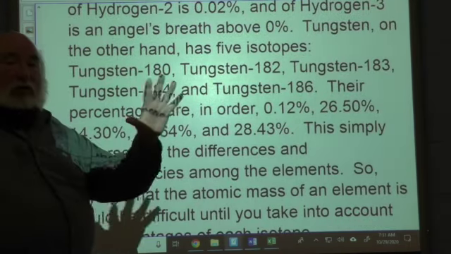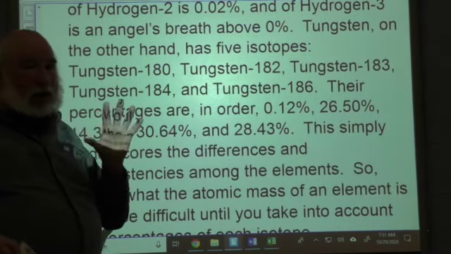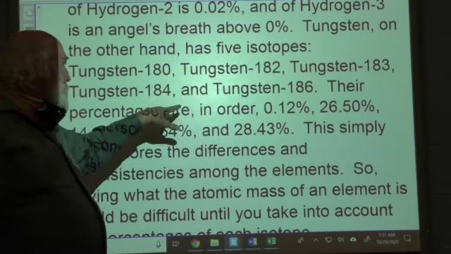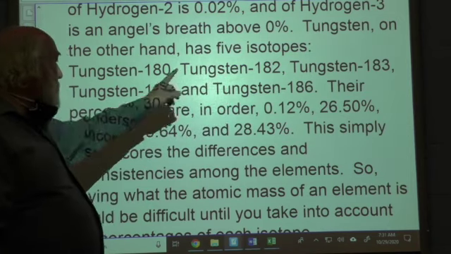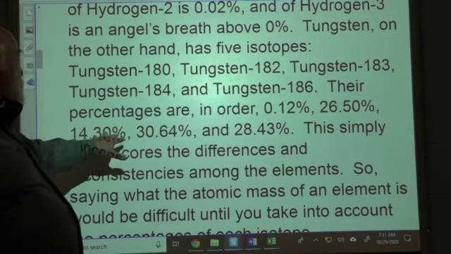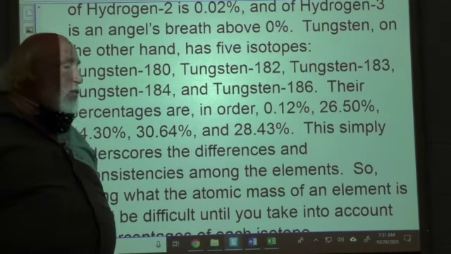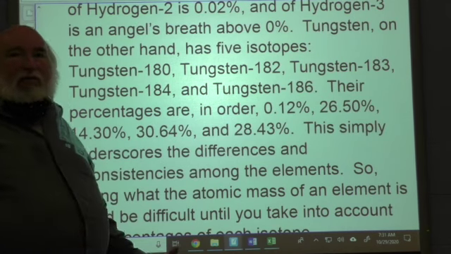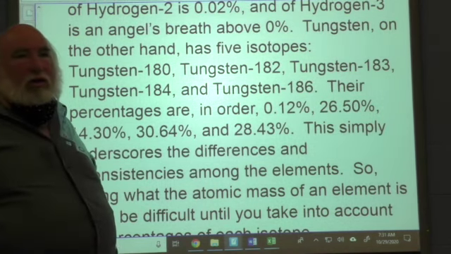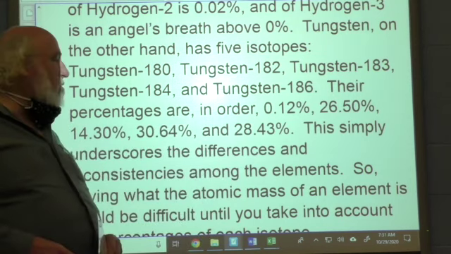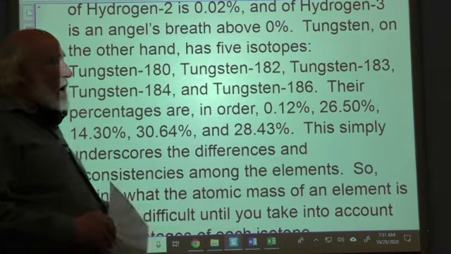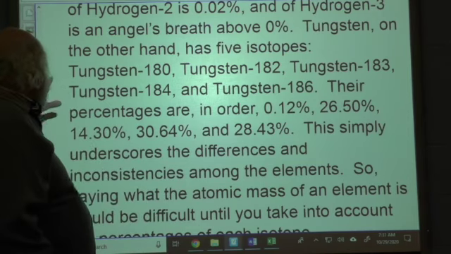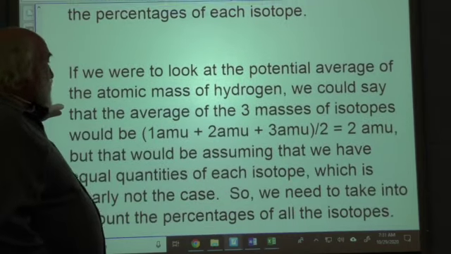Anyway, tungsten has 5 naturally occurring isotopes. They made others, but in nature, tungsten has 5 isotopes: 180, 182, 183, 184, and 186. And the percentages are 0.12, 26.5, 14.3, 30.64, and 28.43. So it's spread out pretty well. So if you were to ask for the atomic mass of all tungstens, that would be kind of difficult to do, so we're going to have to come up with a process to do that. Now, let's go back to the hydrogen.